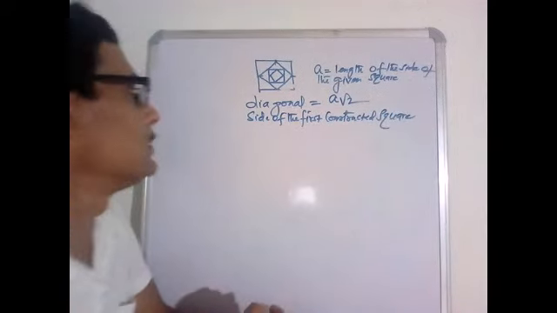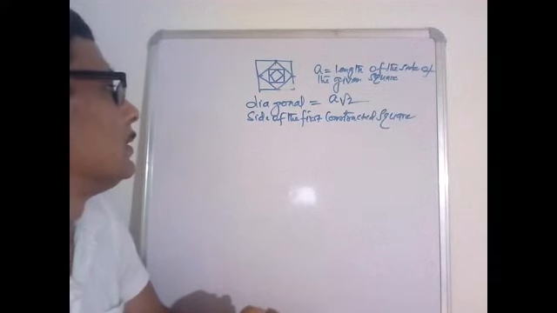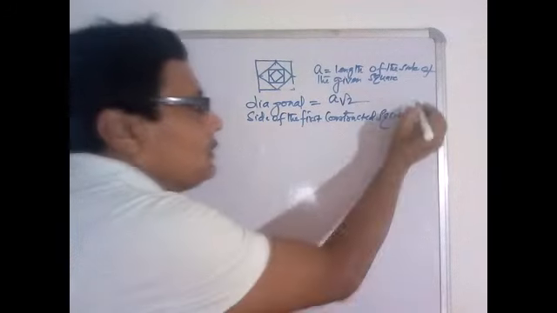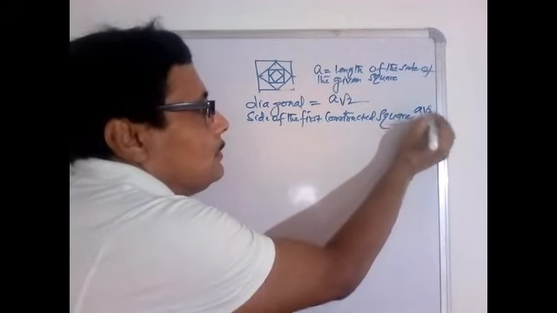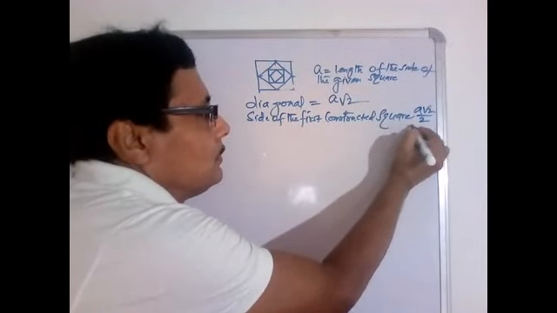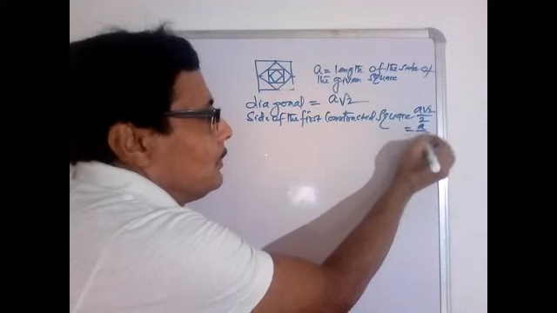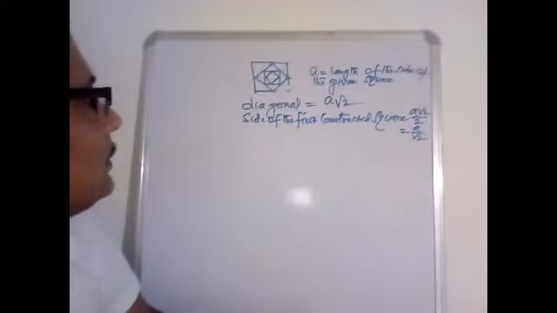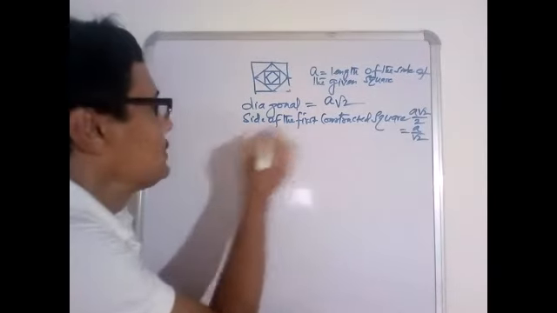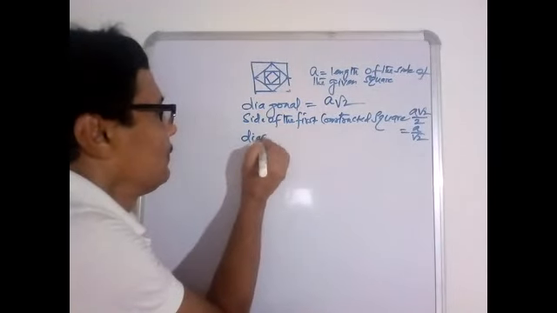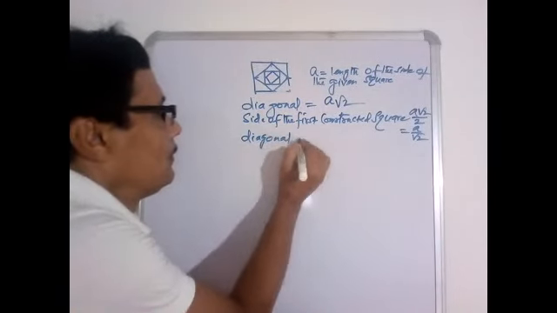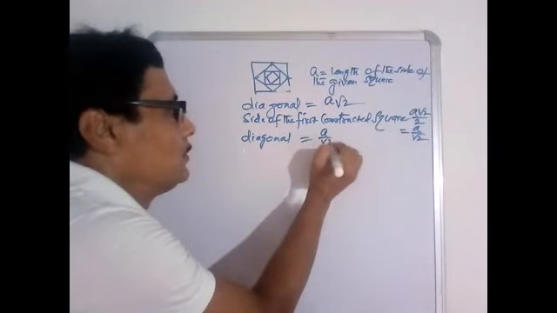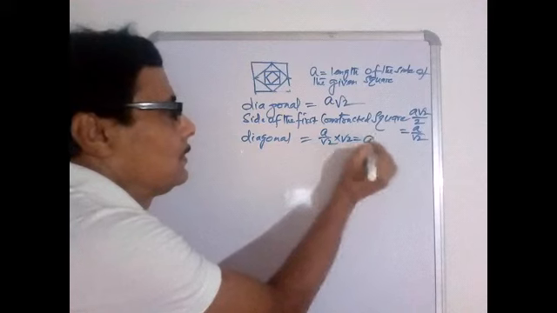So the side of the first constructed square is half of the length of the diagonal of the given square, that is A by √2 by 2, equal to A by √2. So the diagonal of the first constructed square is equal to A by √2 into √2, that is A.